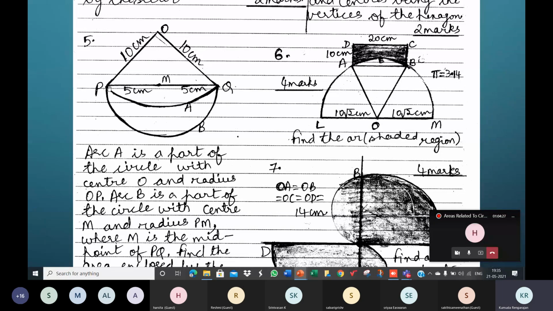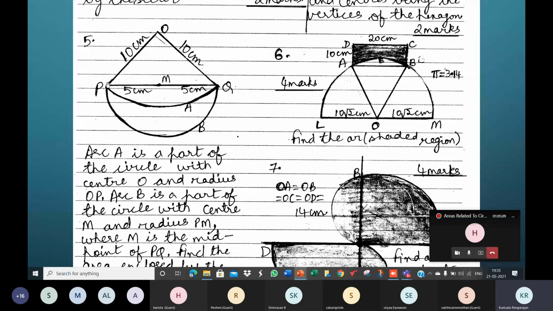Arc A is an arc, so it's a part of a circle. So which is its center? What is the radius? These are the immediate questions. Which is the center of the circle of which the arc is a part? What is the radius? That's what is given to you. Arc A is a part of the circle with center O, and the radius is given, radius OP, that is 10 centimeters. This arc is described with O as center and OP as radius.